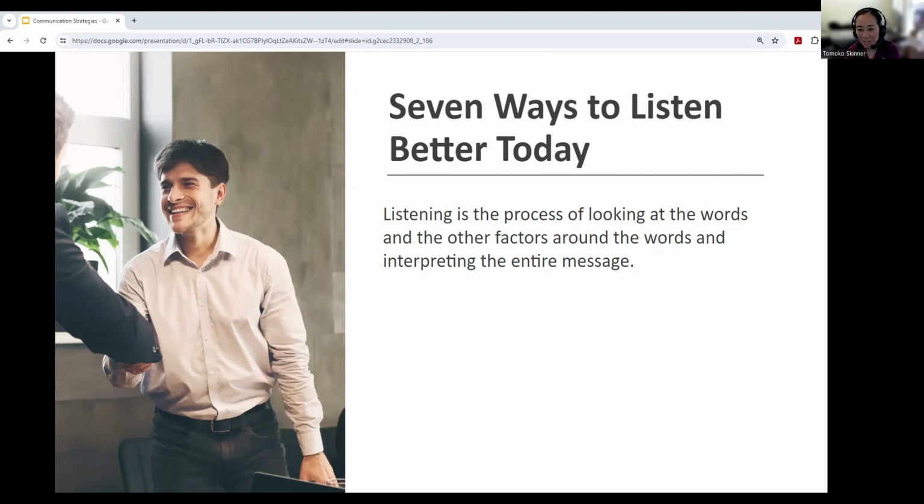Personally, for me, refrain from giving advice unless requested. That's what I need to work on at home because I do that all the time with my husband. So I need to not give any advice and just listen. And that's what I need to work on.